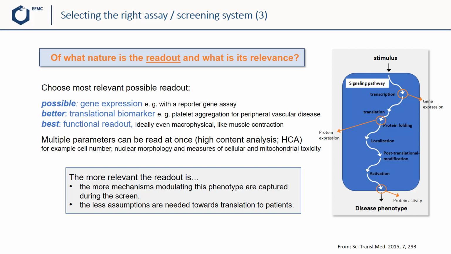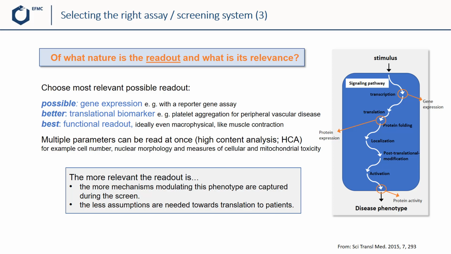Another point to make regarding readout is to acquire multiple data points at once if possible. This is often referred to as high content analysis. In a cell-based screen, this could be, for example, cell number, morphology endpoints, and impacts on mitochondrial fitness using certain markers. In summary, the more relevant the readout is, the more mechanisms modulating this phenotype are captured, and the higher the translatability to patients should be.